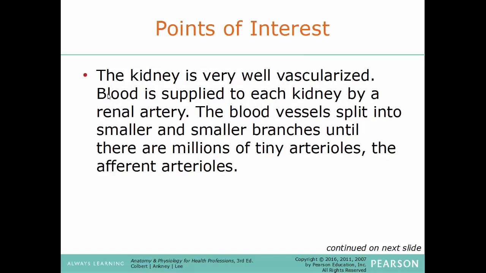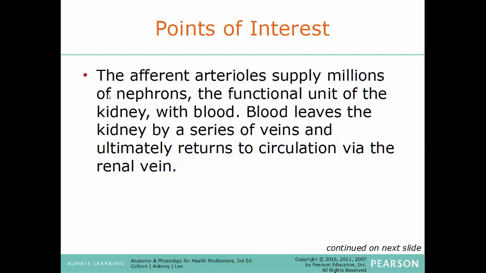The kidney is very well vascularized. Blood is supplied to each kidney by a renal artery, and blood vessels will split into smaller and smaller branches of this artery until you end up with millions of tiny arterioles, the afferent arterioles. The afferent arterioles will supply millions of nephrons, which are the main functional unit of the kidneys, with blood. Blood will leave the kidney through a series of veins and ultimately return to the circulation via the renal vein.